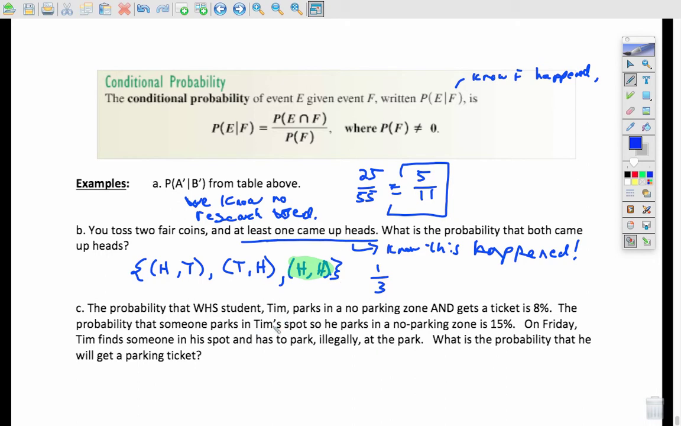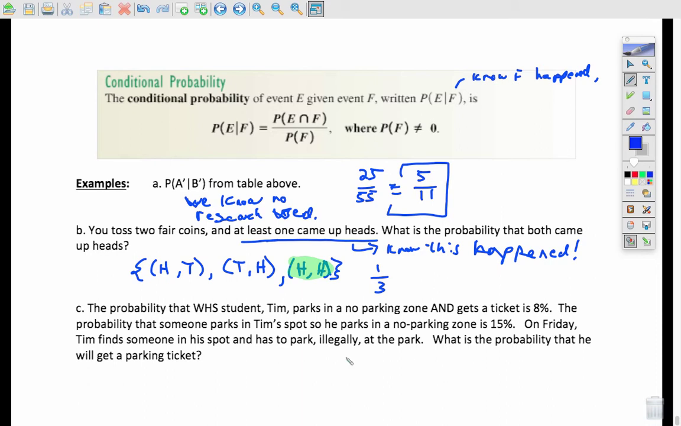All right, so this is an interesting situation here. Let's see if we can talk about the probability that a WHS student, and I know this is a hot button topic with a lot of students, is the parking. Let's say the probability that you park in a no parking zone and get a ticket is 8%. The probability that he parks in a no parking zone is 15%. So on Friday, Tim finds someone in his spot, has to park illegally. What's the probability that he will get a parking ticket?